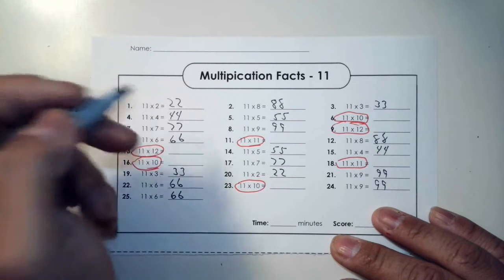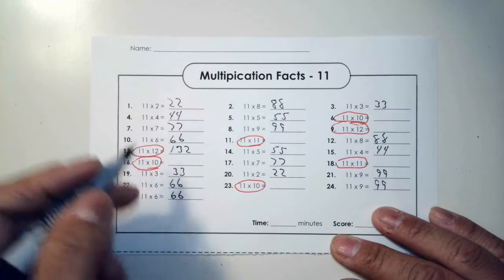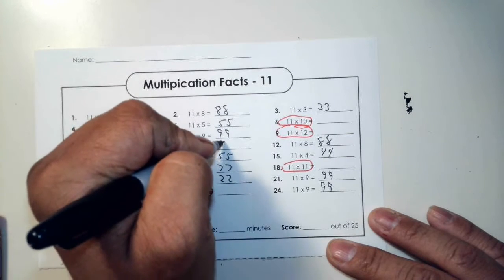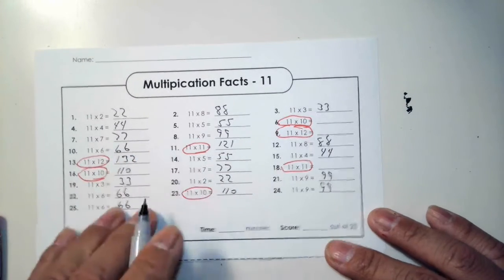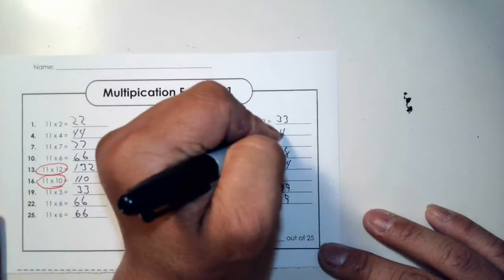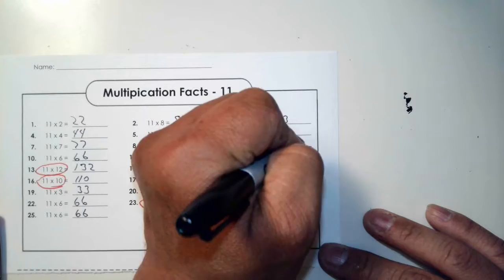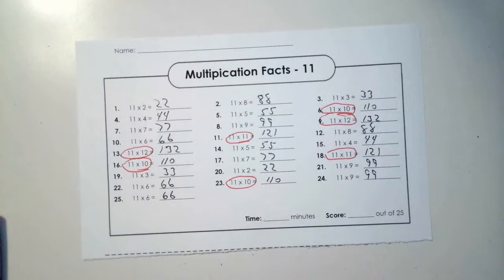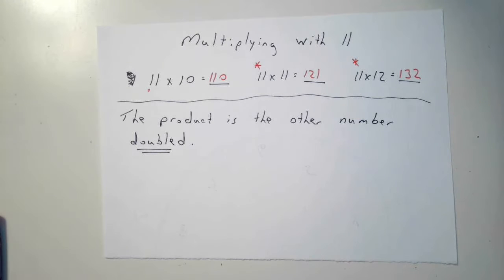So 11 times 12, you memorized it. It's going to be 132. 11 times 10, it's the other number with a 0. 11 times 11, memorize it. 121. So, like I said, it's the other number doubled. That's going to be the product.